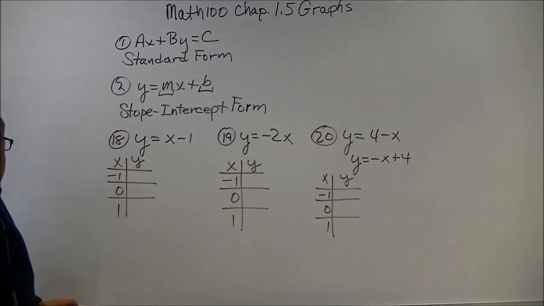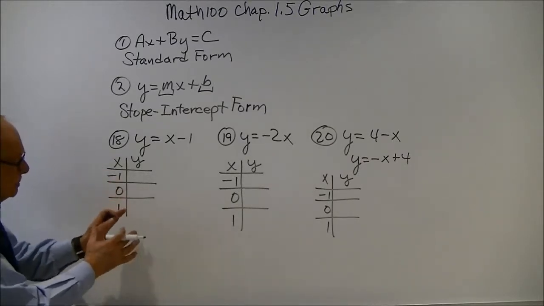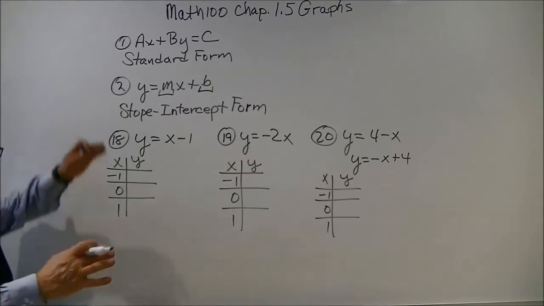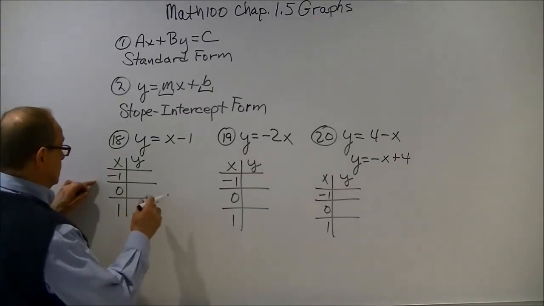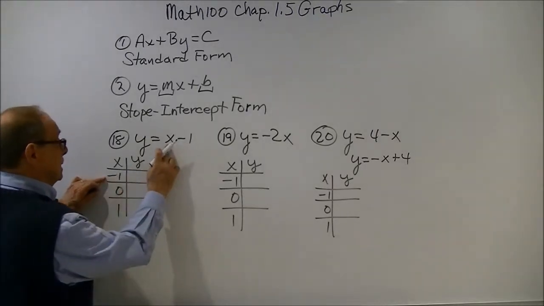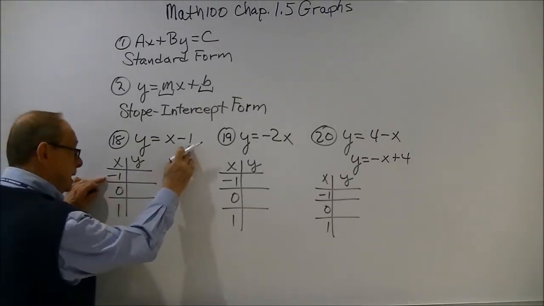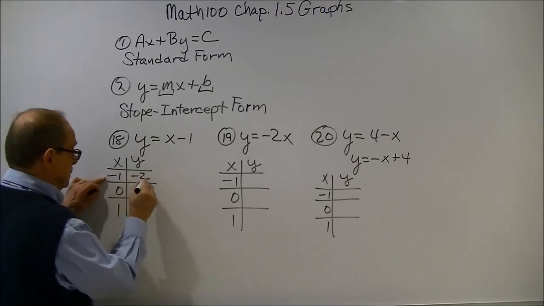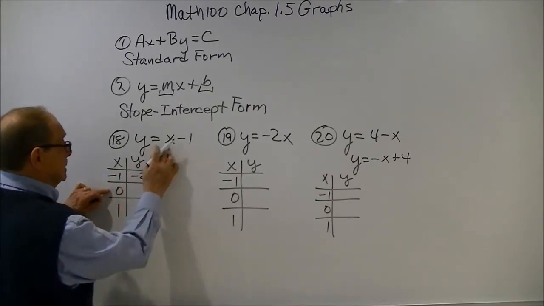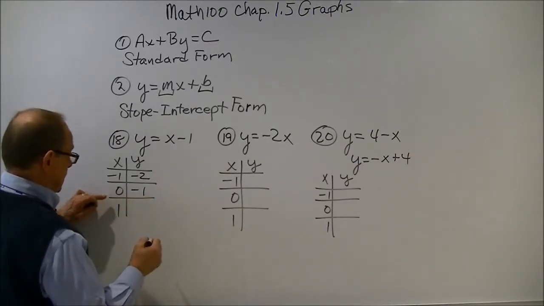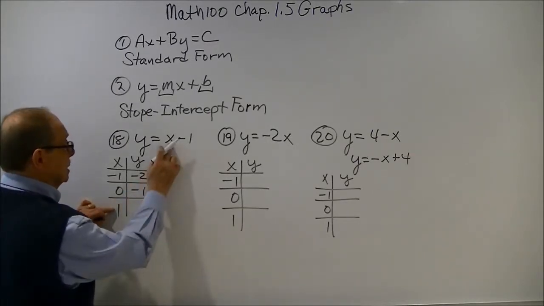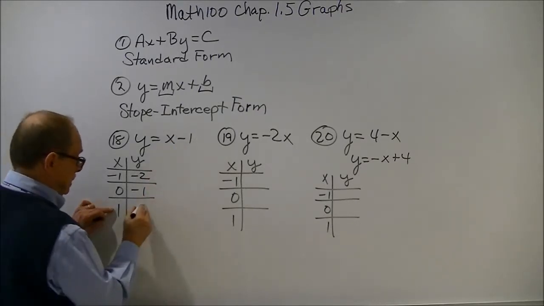Could you have used other numbers? And the answer is yes. But you want to stick in close to the origin and not make them so they go off your graph. So we just substitute. If x is -1, -1 and a -1 is -2. If x is 0, y is -1. If x is 1, here we put a 1. 1 minus 1 is 0.